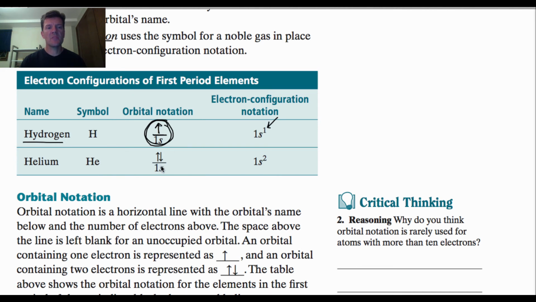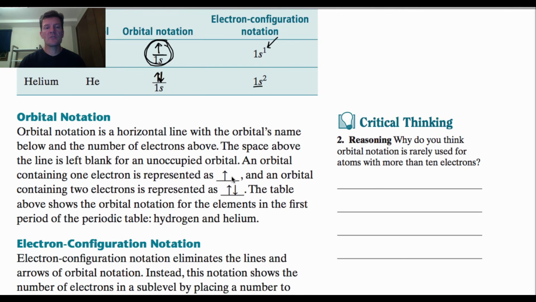So for helium, 1s has 2 electrons. Both are going to be in the first energy level in the 1s orbital, or you can write it as 1s2. Okay? So these arrows are representing electrons, or a superscript is representing the number of electrons. Either way is fine.